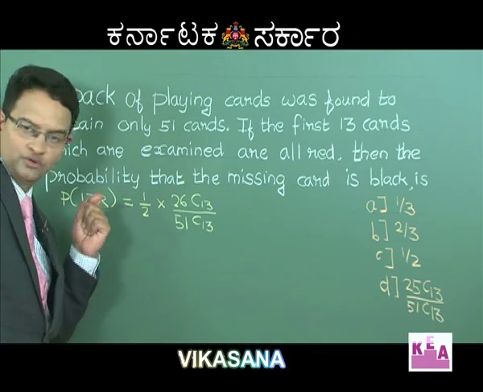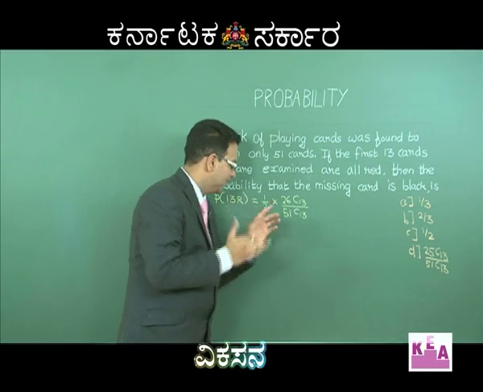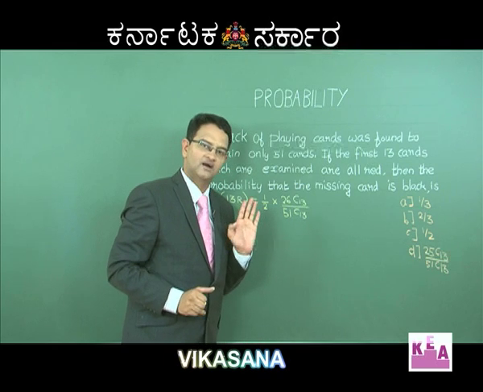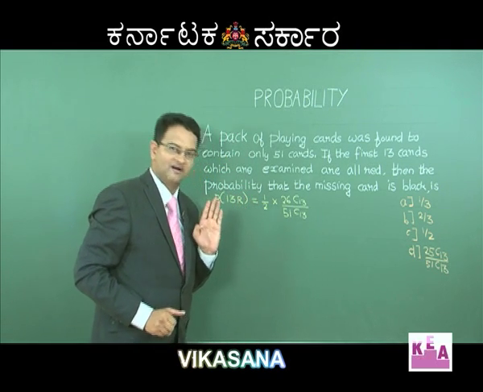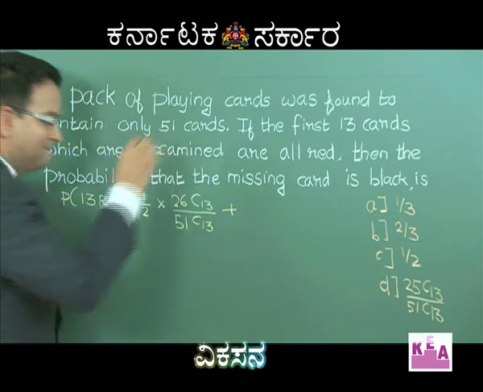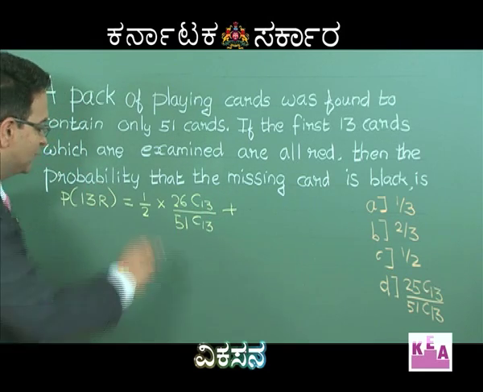So what is the reason for this? Let me go through this again. Half is for the black card being lost and we are picking up 13 red cards. Now how many red cards do we have? 26 red cards and 25 black cards, because one black card is already lost. Or, because it's mutually exclusive, 'or' becomes union and union becomes plus.